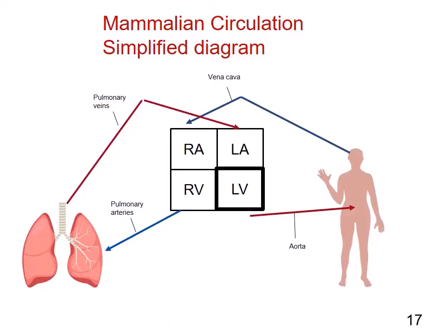So how do we prevent backflow though? We've got valves. The one between the left atrium and the left ventricle is the left AV valve. The one on the right side between the right atrium and the right ventricle is the right AV valve.